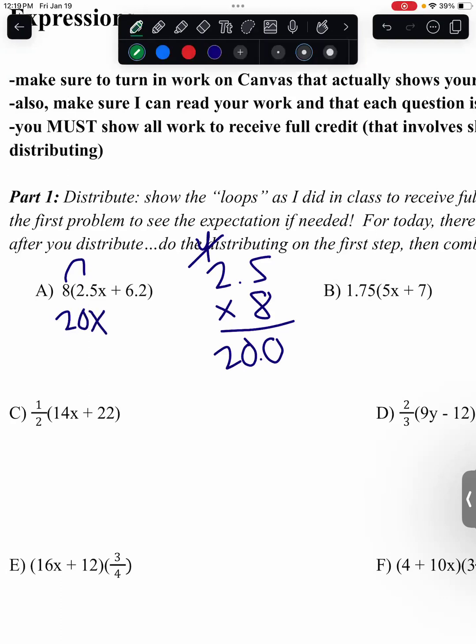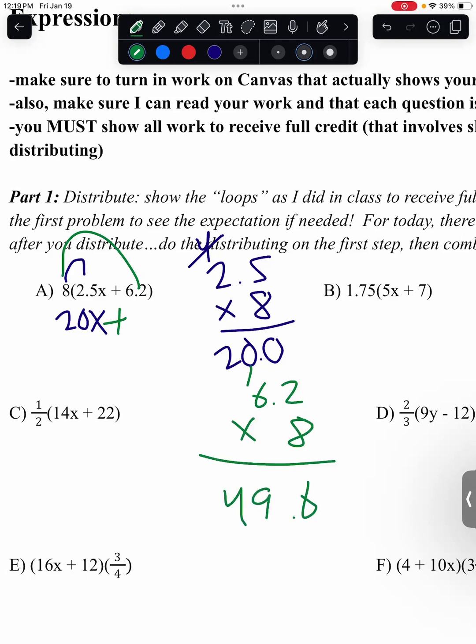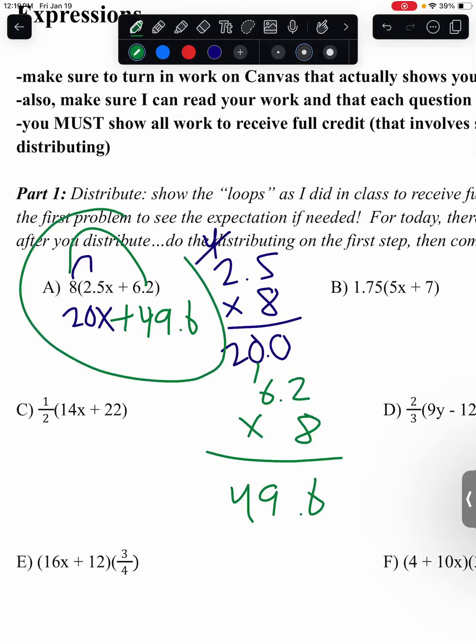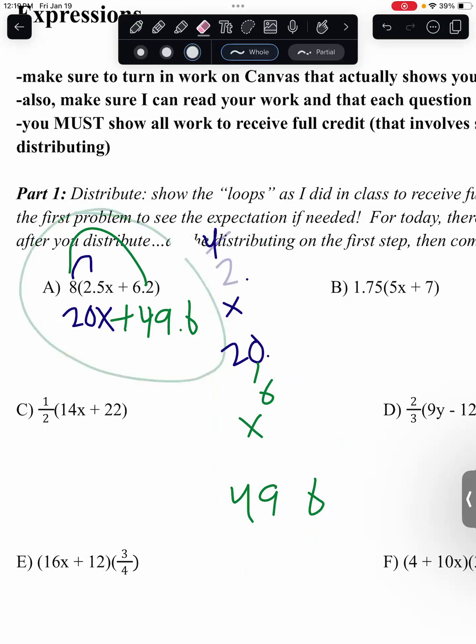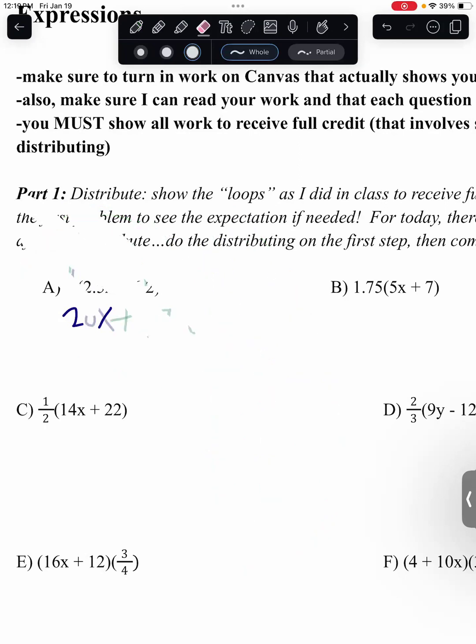Okay, then we go 8 times 6.2. So 6.2 times 8 gives us 49.6. One decimal in the problem, so one in the answer. Okay, all right, so that's the work I should see. I should see this, and I should see the multiplication. Okay, all right, next one.